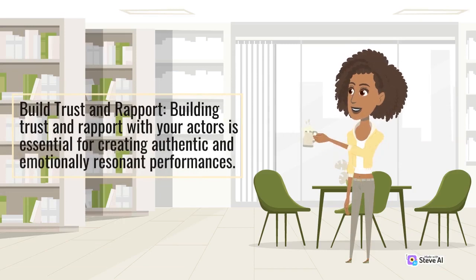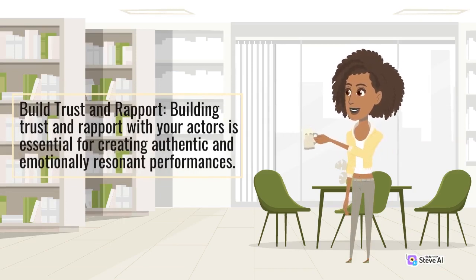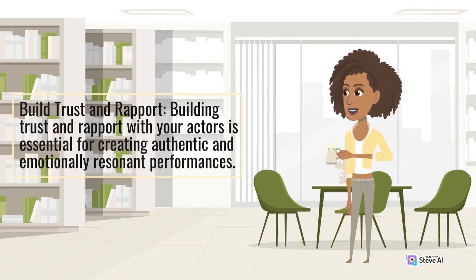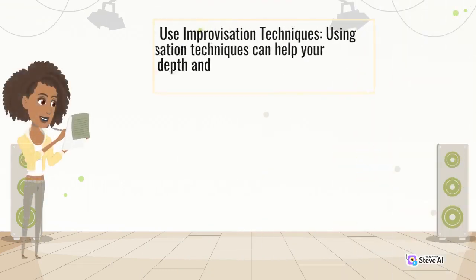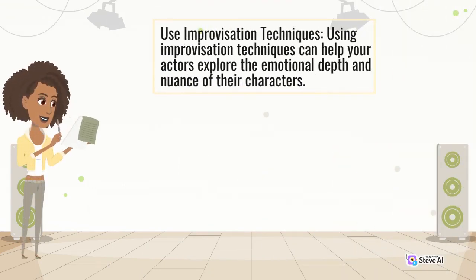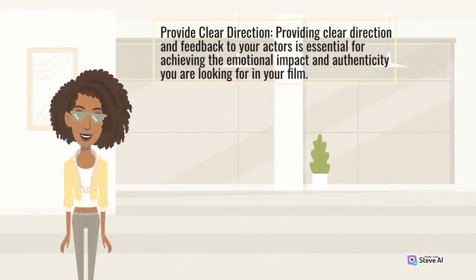Build trust and rapport. Building trust and rapport with your actors is essential for creating authentic and emotionally resonant performances. Use improvisation techniques. Using improvisation techniques can help your actors explore the emotional depth and nuance of their characters. Provide clear direction. Providing clear direction and feedback to your actors is essential for achieving the emotional impact and authenticity you are looking for in your film.